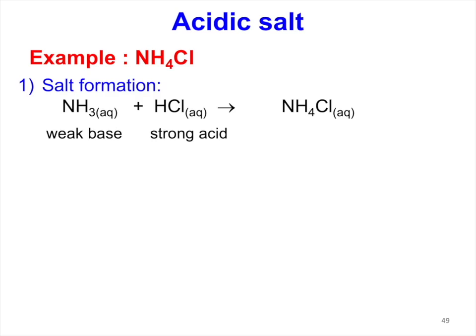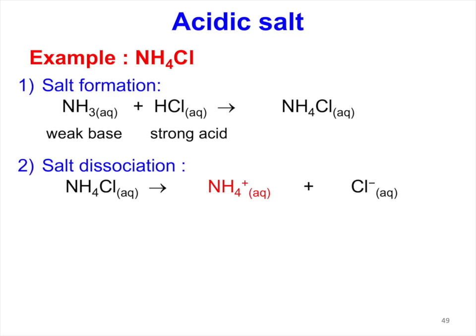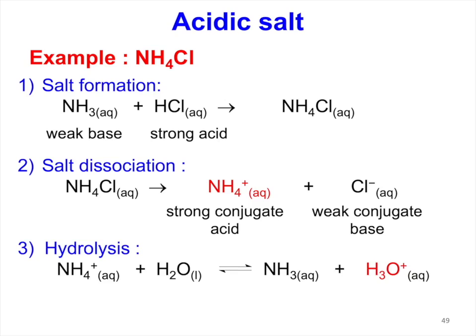Next is the salt dissociation. NH4Cl will undergo dissociation to form NH4+ and Cl-. NH4+ is a strong conjugate acid because it comes from a weak base. And Cl- is a weak conjugate base because it comes from a strong acid.